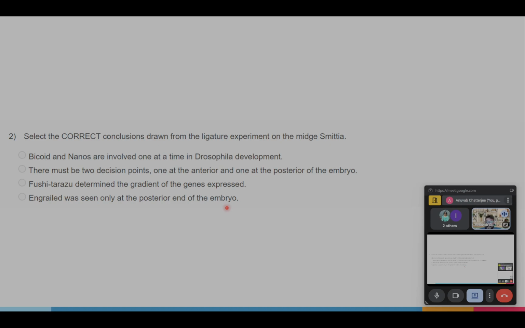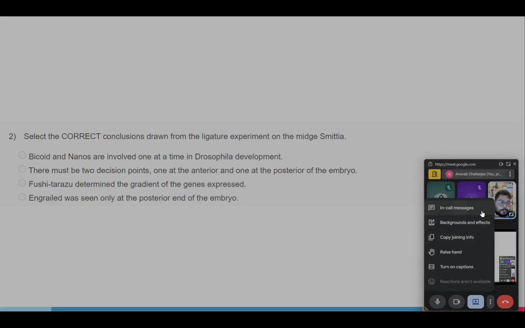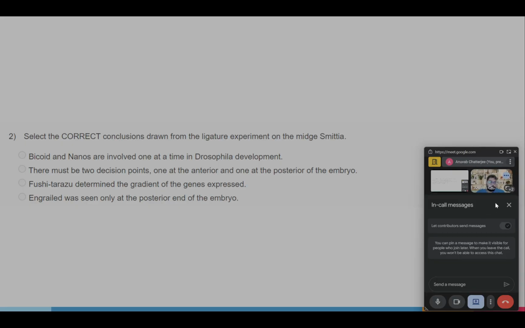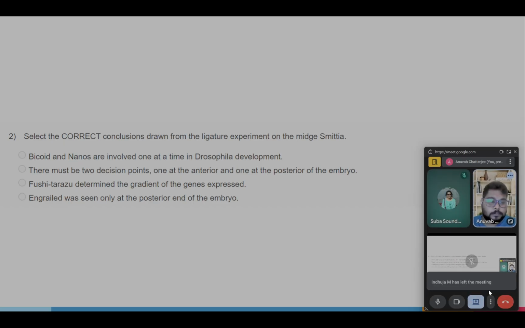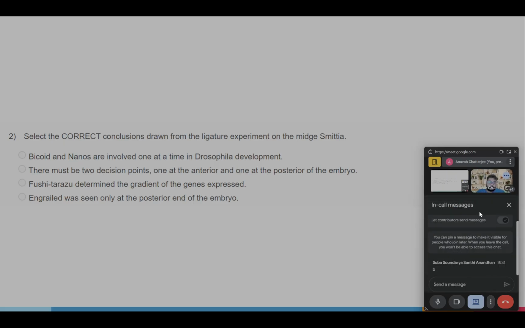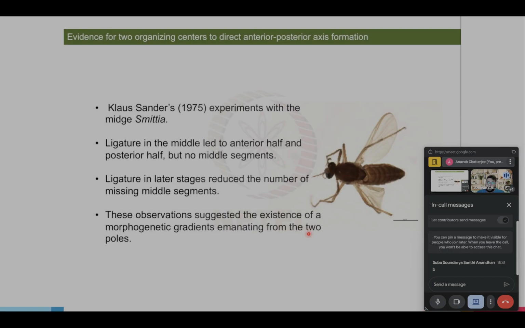So if you have gone through the lectures, I think you can try and answer this. So the options are A, B, C, D. You can choose whichever you think is the correct option. Okay, so the option Subha has chosen is B. There must be two decision points, one at the anterior, one at the posterior of the embryo, which is correct, but we will still go through what exactly the experiment is.